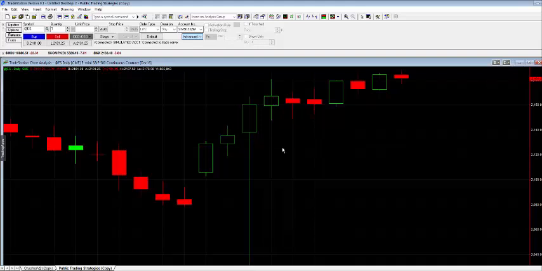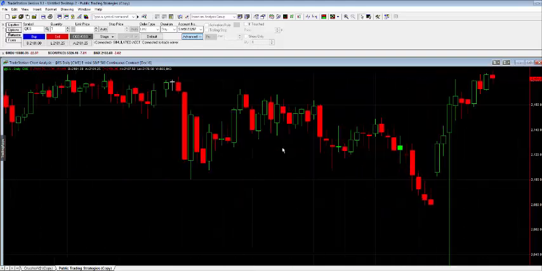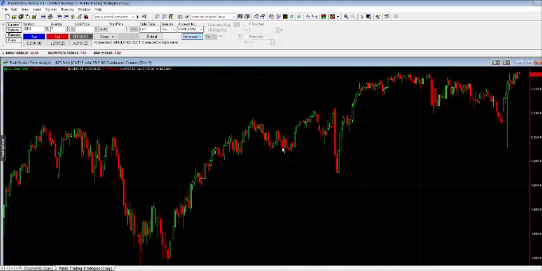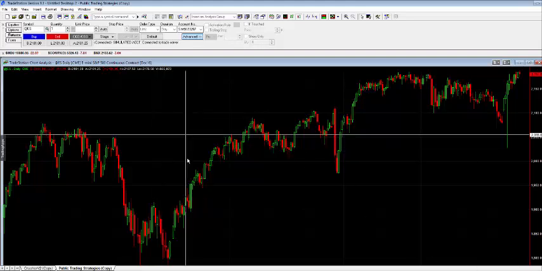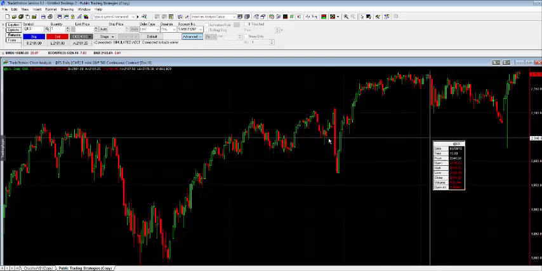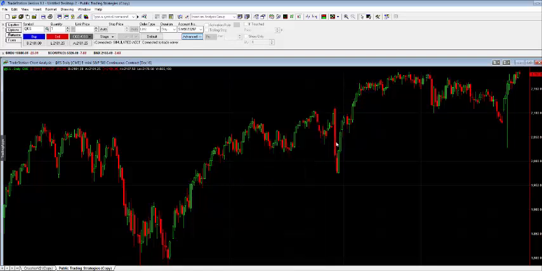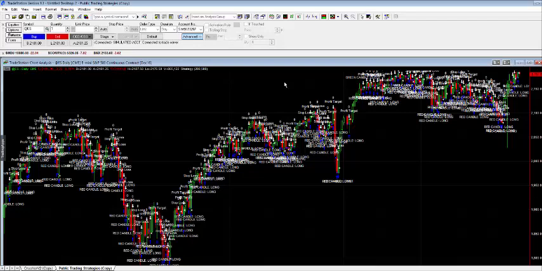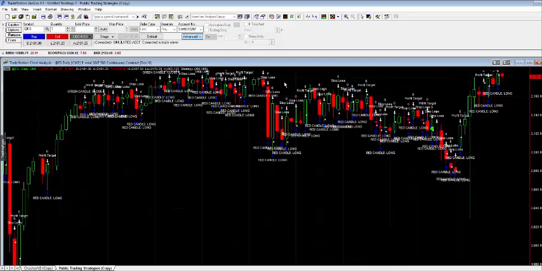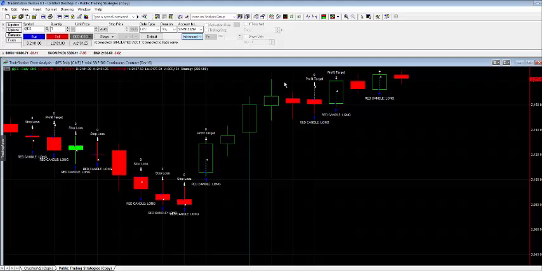So on the chart, which if I zoom out, you'll see goes all the way back to I believe May 2003, this is a daily chart of the S&P 500. Now what we can do is add the strategy to the chart. I actually have it added, so I just need to enable it. And what you see is that on the chart, all the trades populate based on what we programmed.